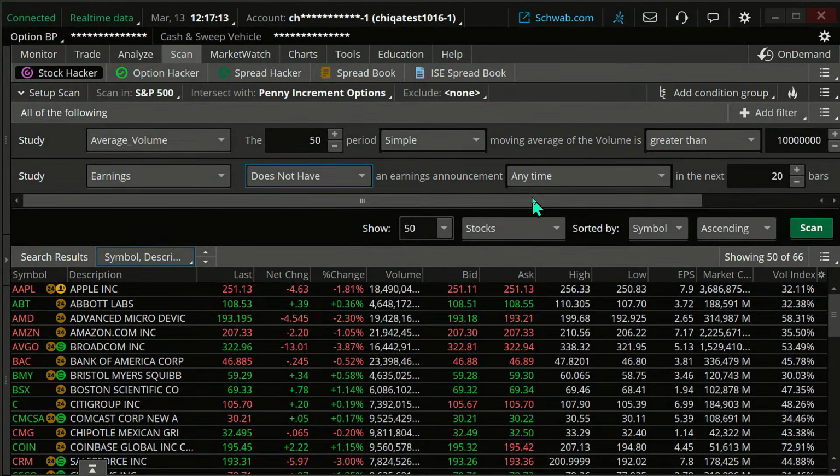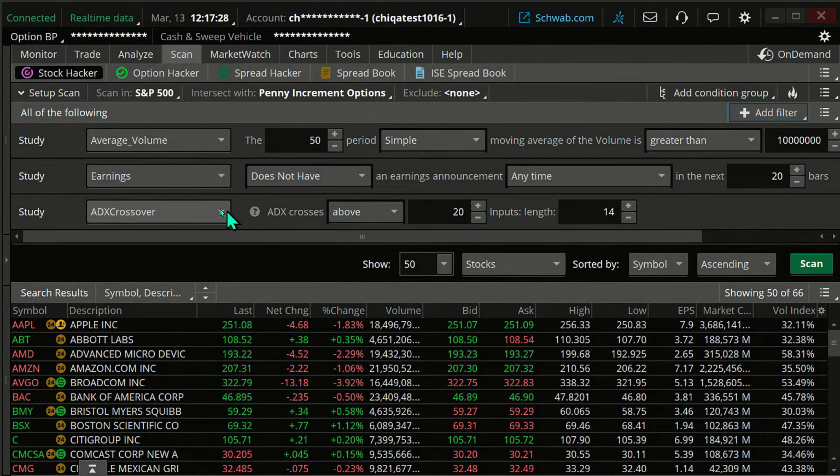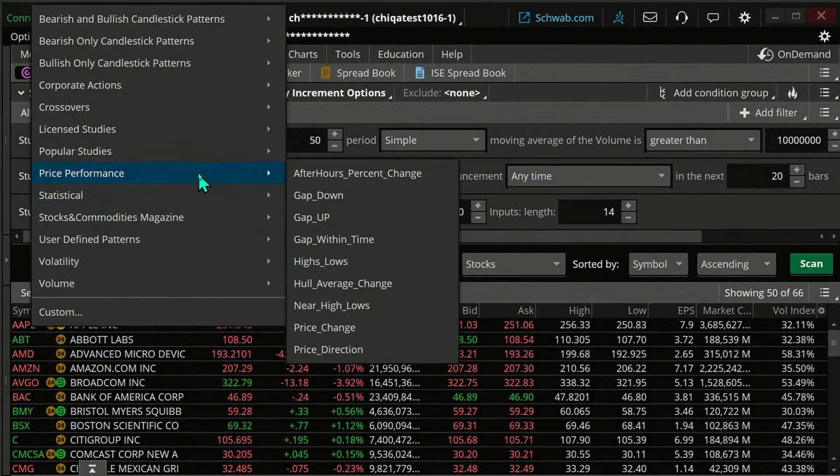Okay. Now, so far, this says nothing about downtrend. And there's a lot of different ways to do downtrend. You can say, well, I want it below this moving average and this moving average. Or let me just kind of show you real quickly some of those. If you go to study and you go to, say, price performance, you can find stocks that are gapping down. You could say the stock is 5% below where it was a month ago.